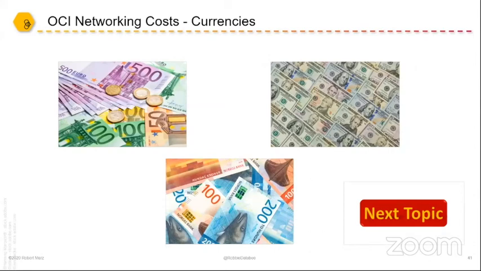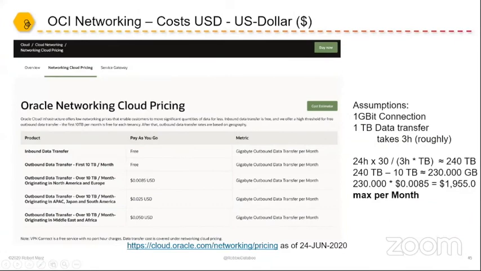Let's talk a little bit about costs. I prepared this slide for a couple of currencies. The dollar currency is the most stable because there is no currency conversion in it. So let's have a look at the dollar slides here. I took this screenshot here on the left side from the cloud.oracle.com networking pricing website, and I did the screenshot today.